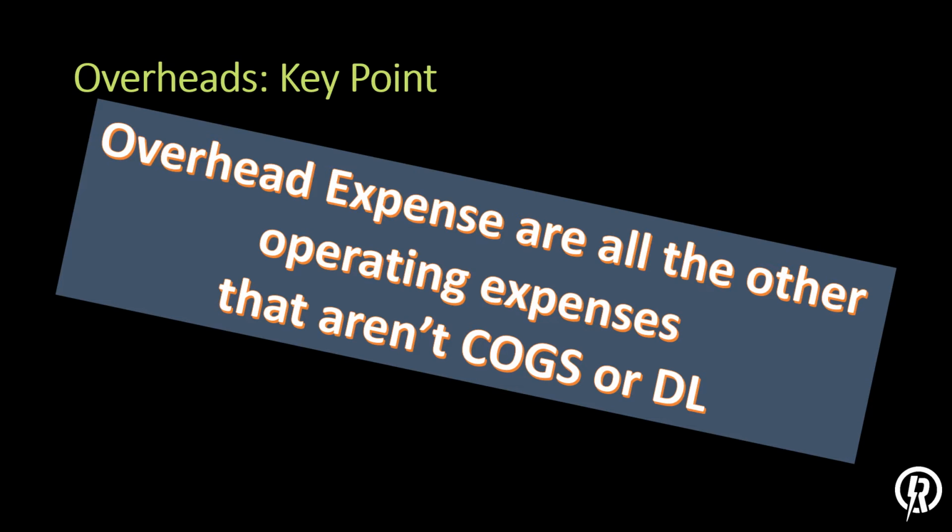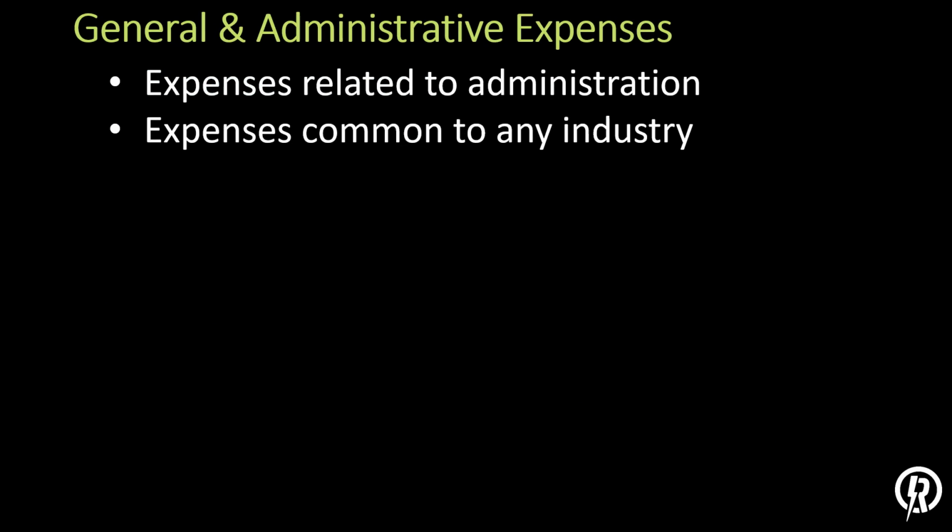Oh, by the way, let's review that key point about overheads. Overhead expenses are all other operating expenses that aren't cost of goods or direct labor. Okay, good. All right, let's move on to the next category, G&A, or general and administrative expenses. These expenses are going to be related to the administration of our business, and these are common to any industry. If you were in any other kind of business, graphic design, construction company, whatever, these expenses are likely to be present in those businesses as well.